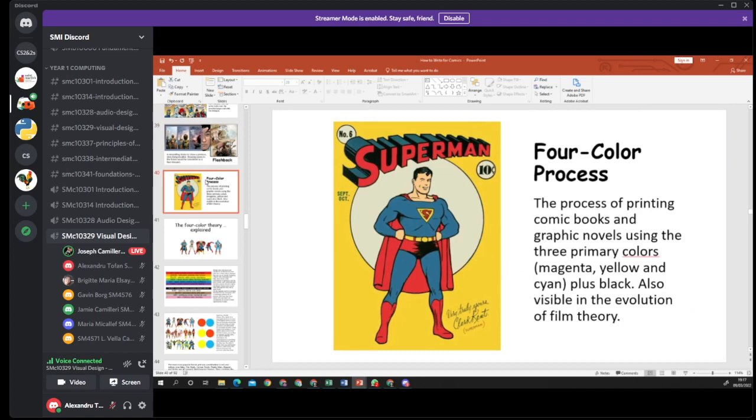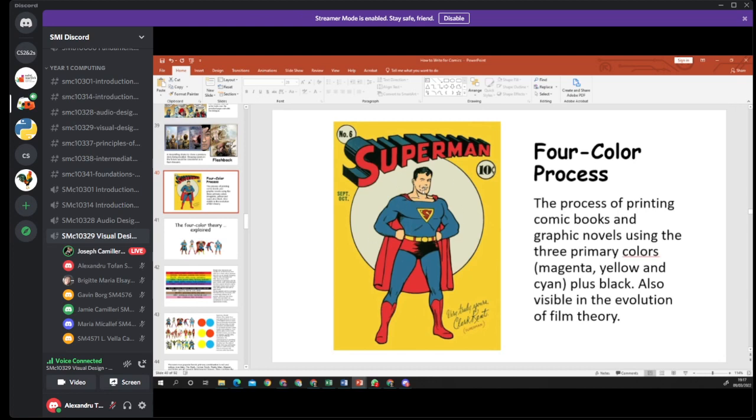Back to the 4-color process. We discussed the 4-color process when we were talking about the 4-color pulps, the process of printing comic books and graphic novels using the 3 primary colors, magenta, yellow, and cyan, plus black. That's why the 4-color process. Also visible in the evolution of film theory. In film, this also was very visible.